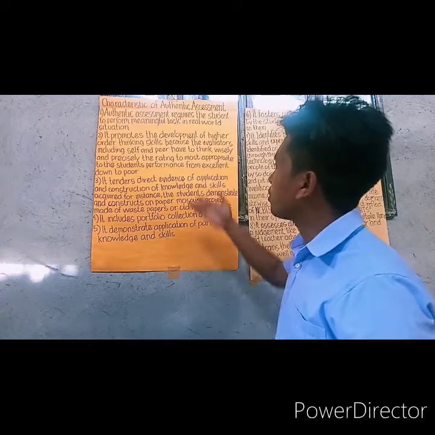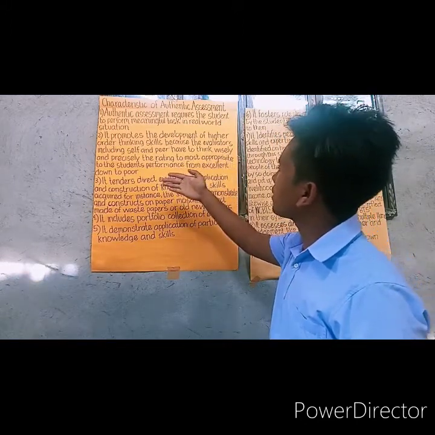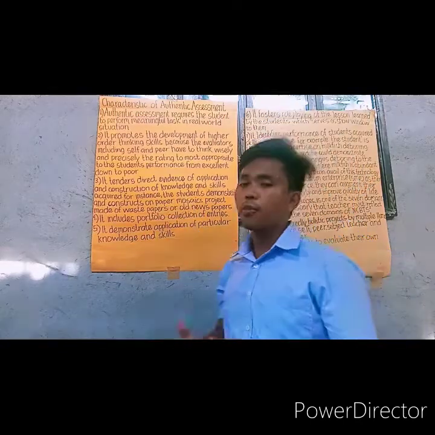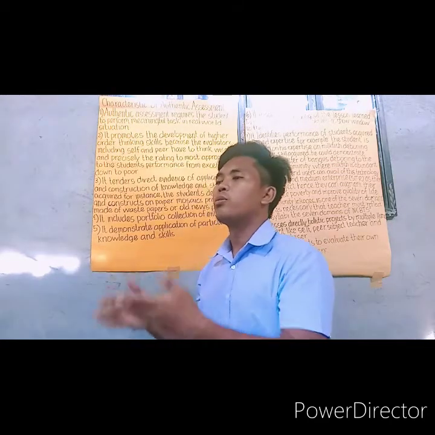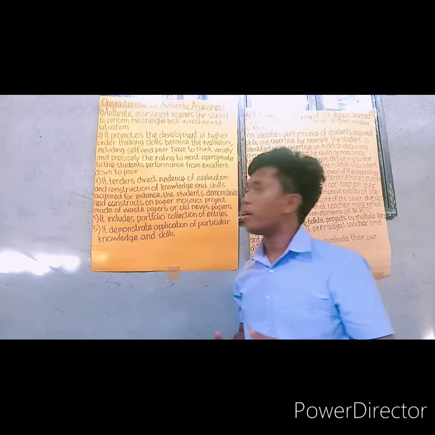Let's move on to number two. It promotes the development of higher order thinking skills because it evaluates, including self and peer, so one has to think wisely and precisely to give the most appropriate rating to the student's performance, from excellent down to poor. Higher order thinking skills talk about critical thinking, on how to evaluate how good the performance of the students is, or how good the performance of your classmates is when we talk about peer. We can also improve our judging abilities, our ability to criticize our students, or our classmates if we are students. So it promotes our higher order thinking skills.